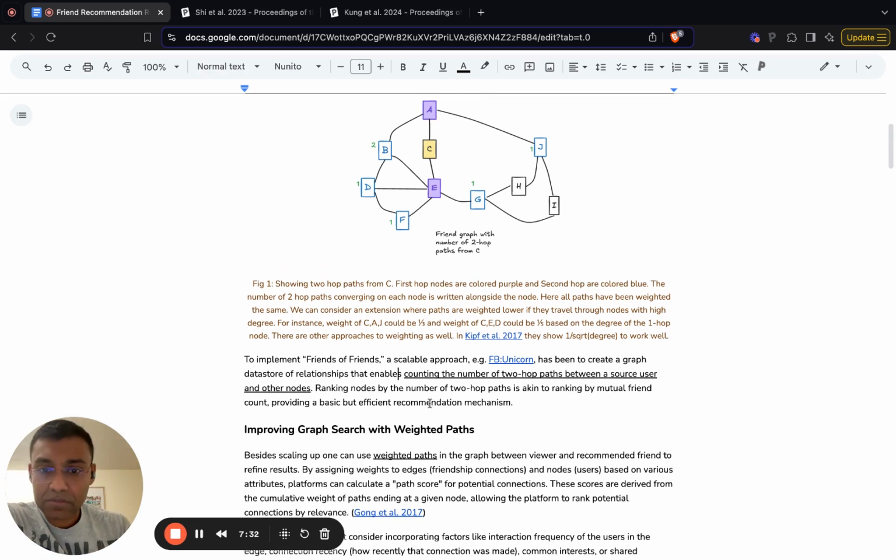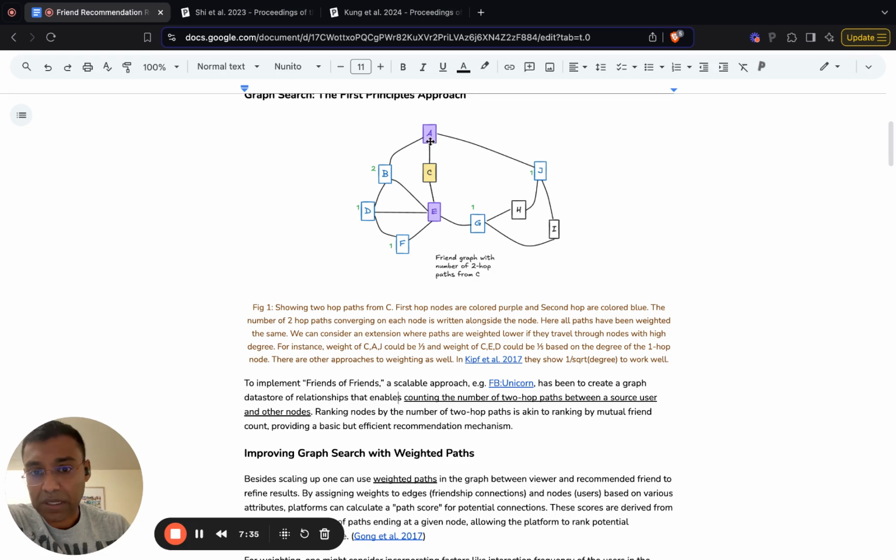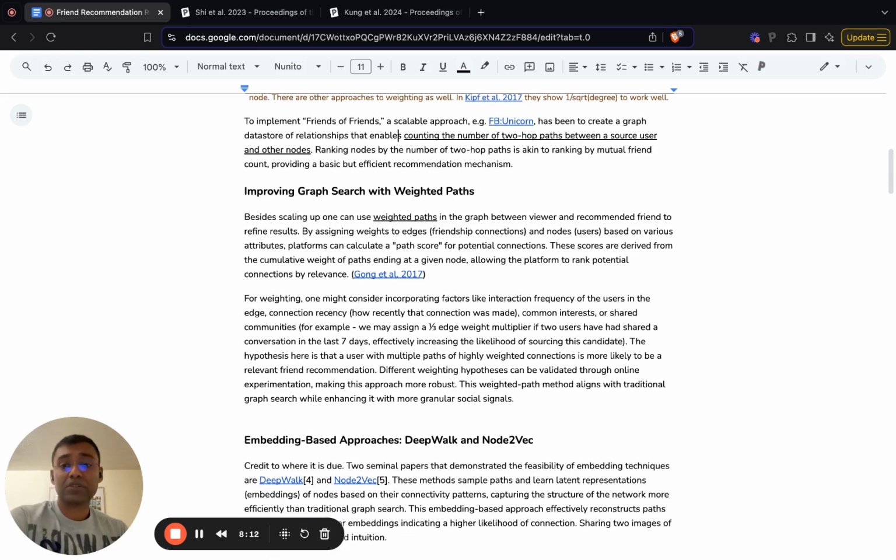Okay. So first we talked about making this graph of users, with edges being the current friendship relationships that have been established, and then we talked about two-length graph walks starting with the user, the viewer, and ranking candidates based on the maximum number of paths that lead to the candidate.